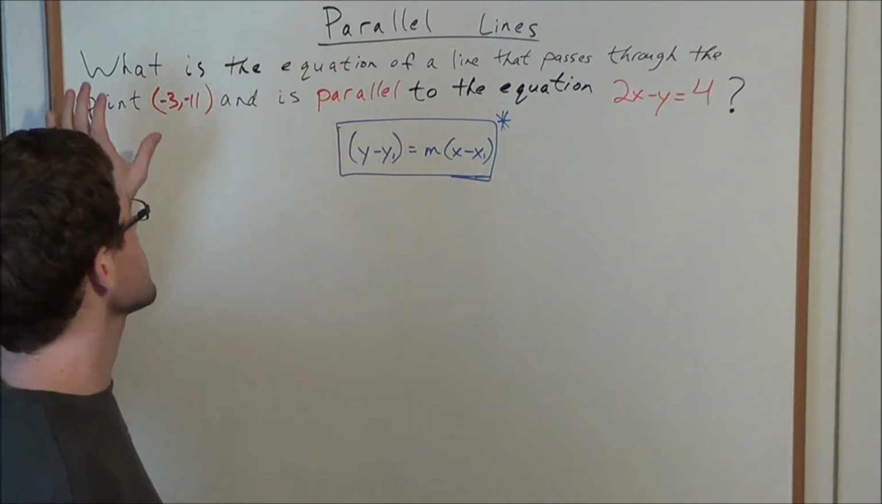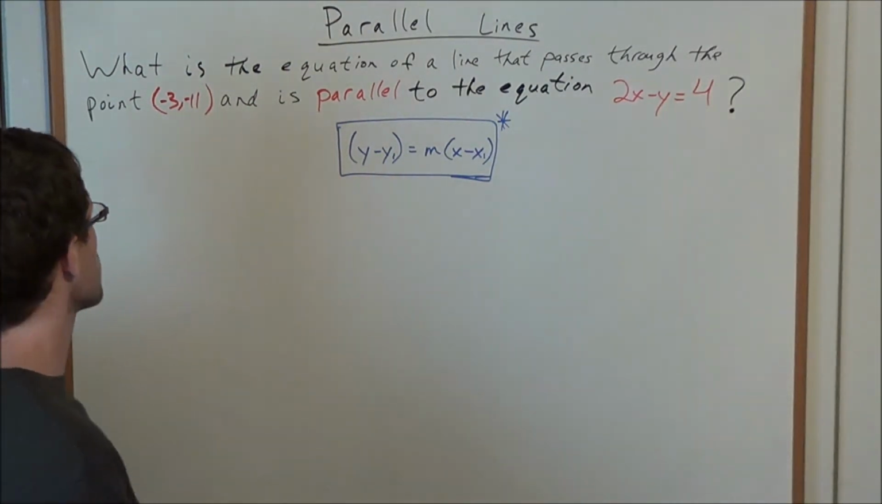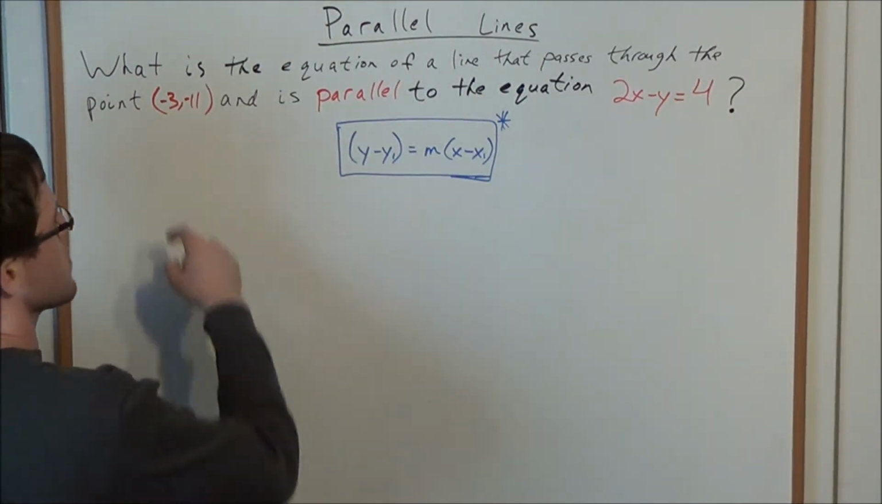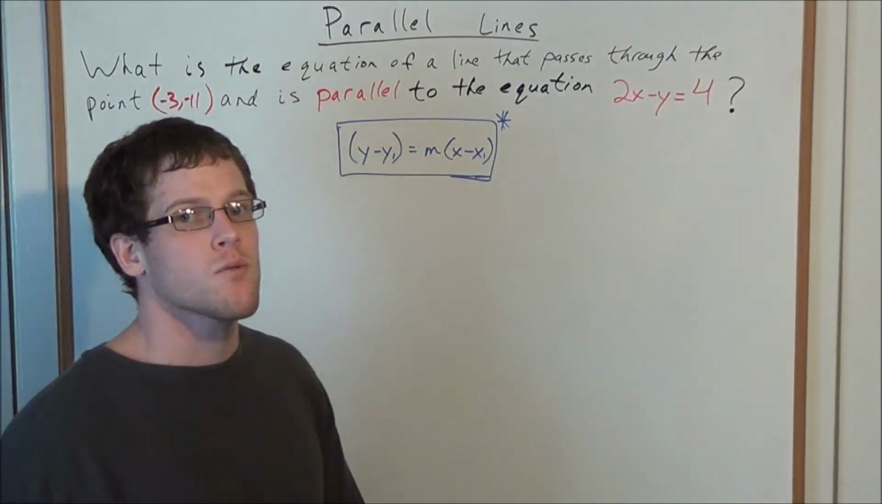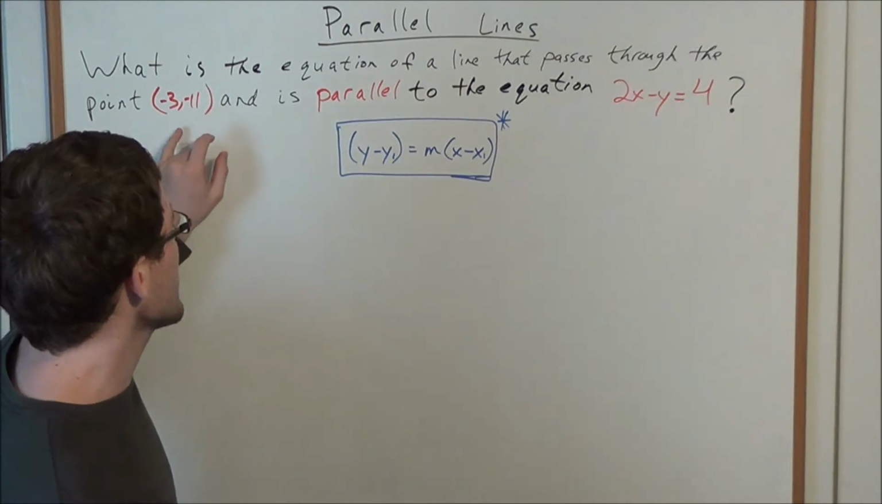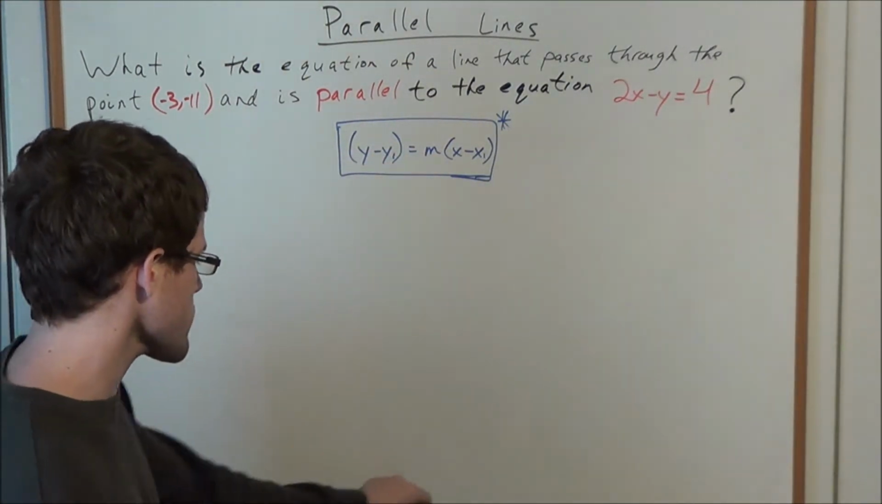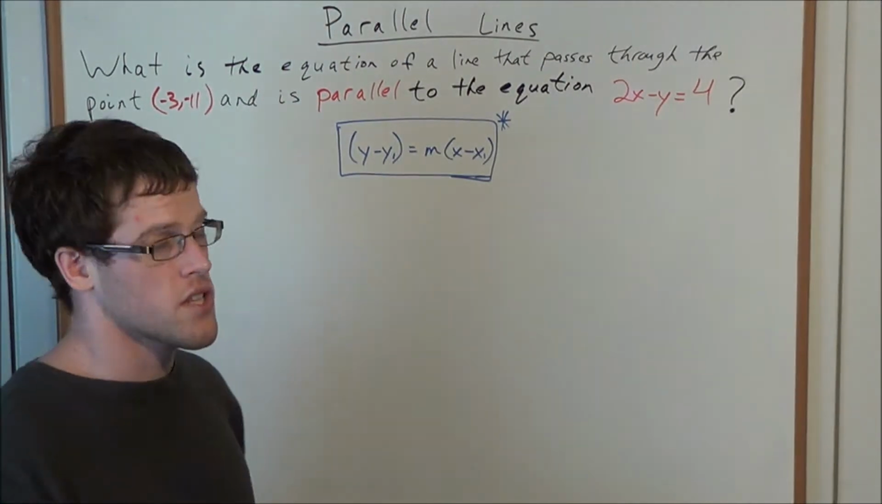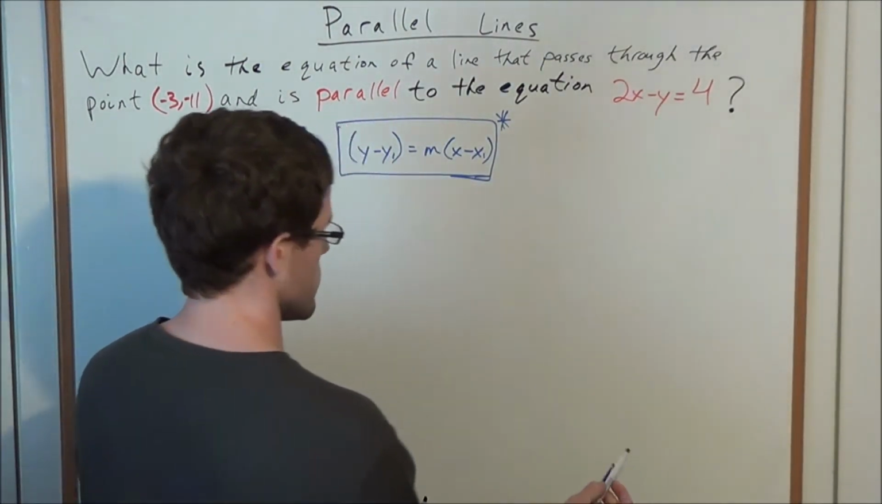In particular, let's take a look at the question: what is the equation of a line that passes through the point (-3, -11) and is parallel to the equation 2x minus y equals 4? Now I went ahead and highlighted in red the most important pieces of information to solve this problem, because when we're writing the equation of a line, there are three things that are really important.